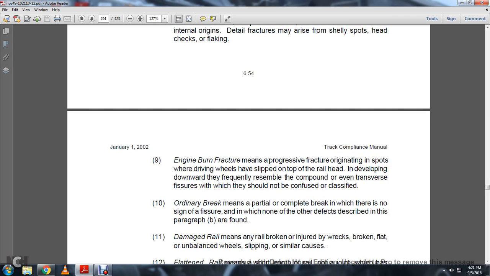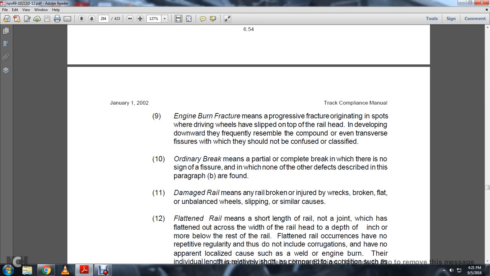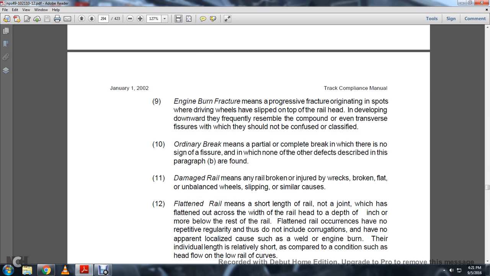9. Engine burn fractures means a progressive fracture originating from a spot where driving wheels have slipped on top of the railhead, developing downward, frequently resembling the compound or transverse fissures, which should not be confused with them. 10. Ordinary break. Ordinary break is a partial or complete break with no significant signs of fissures or other defects described in the paragraphs above.